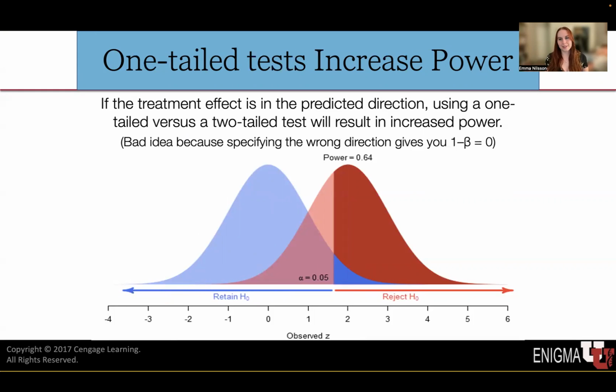So because you really don't want to risk accidentally setting your tail on the wrong side, most researchers just opt to have a two-tailed test instead. Even though they're less powerful, they prevent the awkwardness of having to retain the null hypothesis, even when your mean difference is huge, just in the wrong direction. But this is something that can increase your power if you are pretty dang confident that your effect is going to be in one direction or the other.